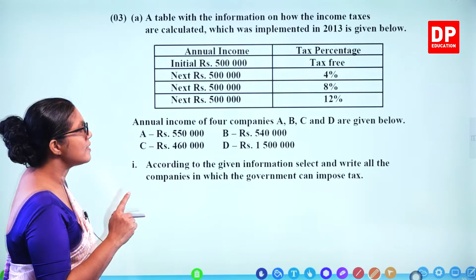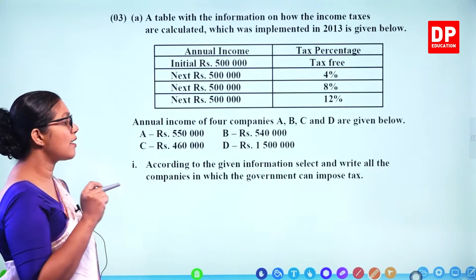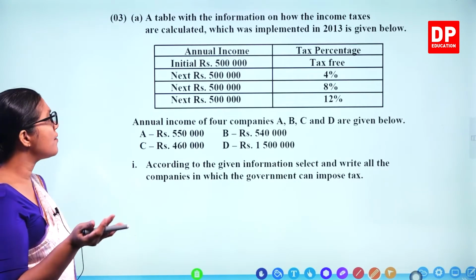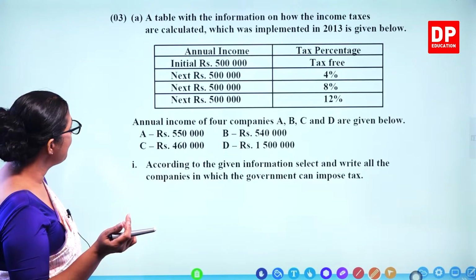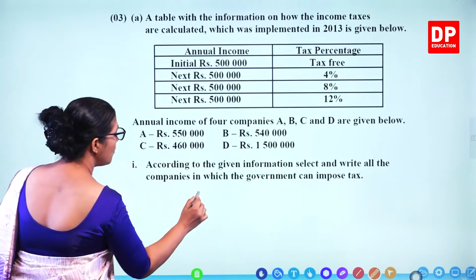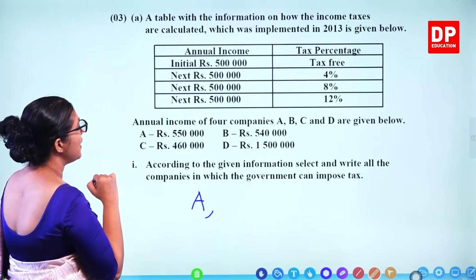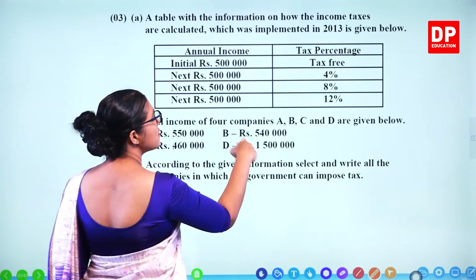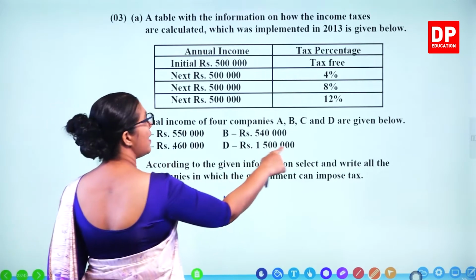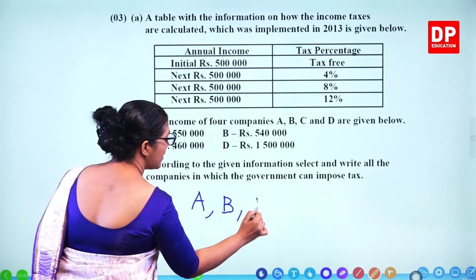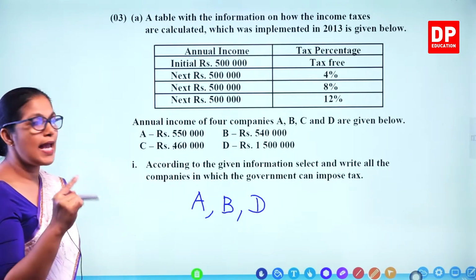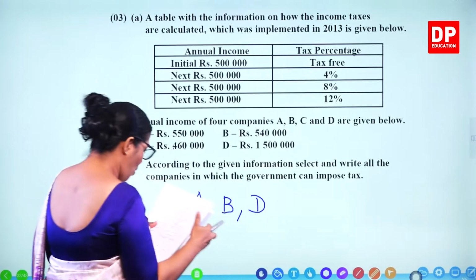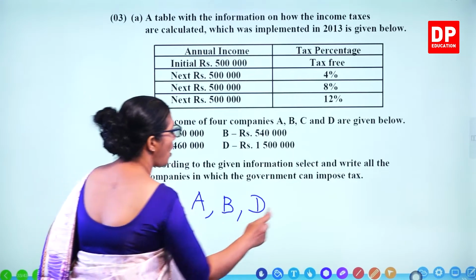According to the given information, select and write all the companies in which the government can impose tax. So, that means it should be more than 500,000 rupees annually. So, A is more than 500,000, so needs to pay tax. But C, it's less than. But B also you need to pay because this is more than 500,000 rupees, and this is definitely more than 500,000 rupees. So A, B, D, except C. So how many marks for that step? Just 1 mark.